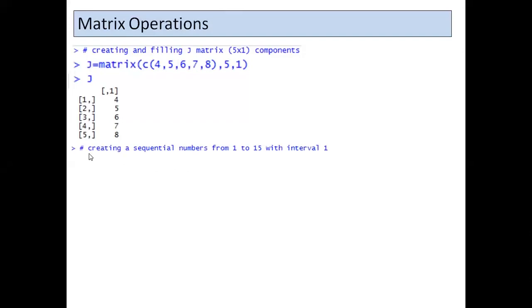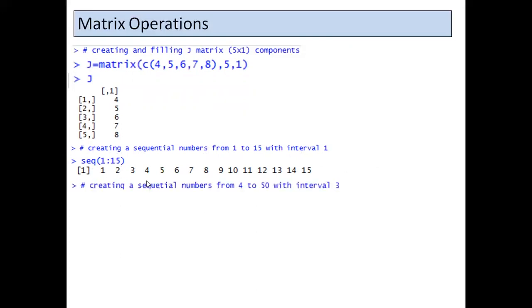Now thirdly, we want to create a sequence of numbers from 1 to 15 with an interval of 1. In that case, we type in seq, from 1 to 15, and the output is displayed. An interval of 1 is the default, so we are not giving any particular interval as such.